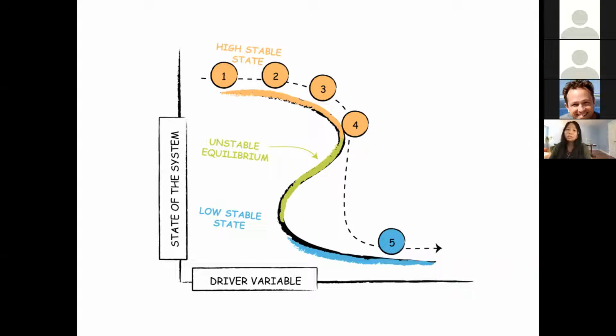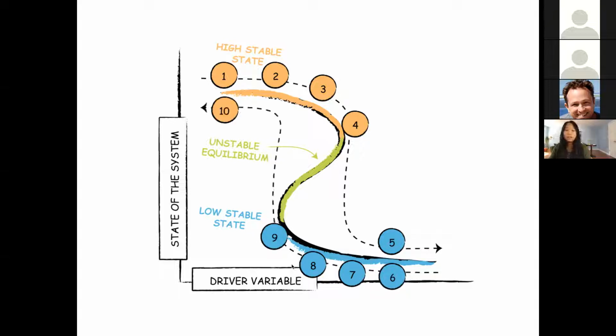However, if we were to start here at the high end of the driver variable on the x-axis and reverse directions, we begin in this low blue state and we would stay there in points 7, 8, 9 until we find the other tipping point that pushes us back up to this high state. So these systems are thought of as irreversible because the path forwards is distinct from the path back.